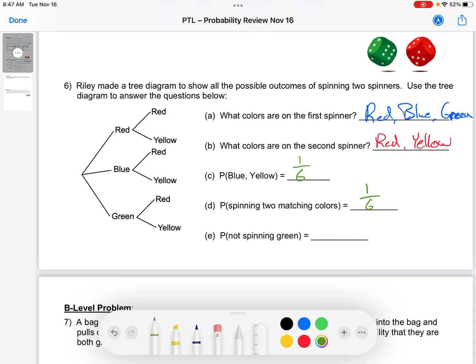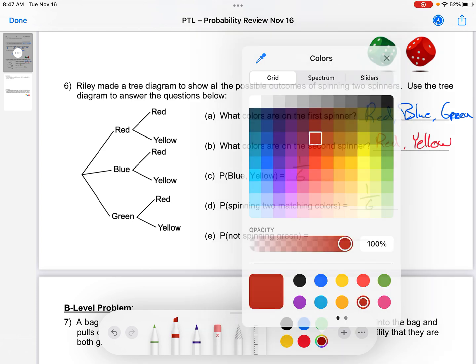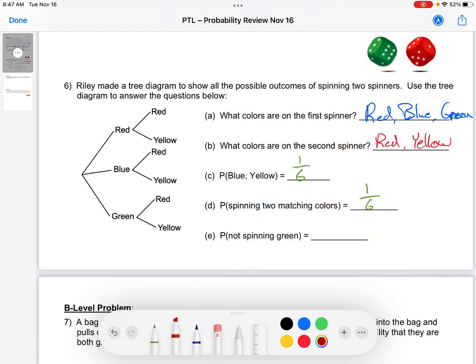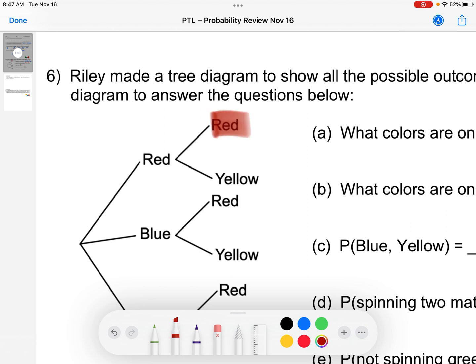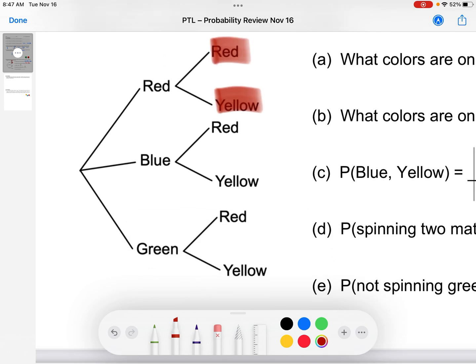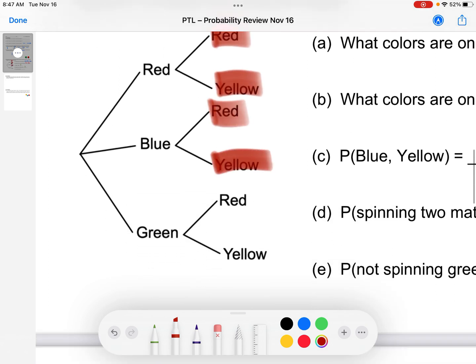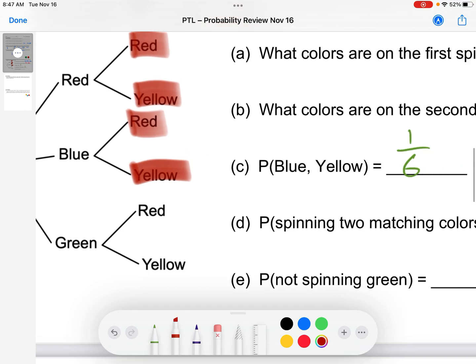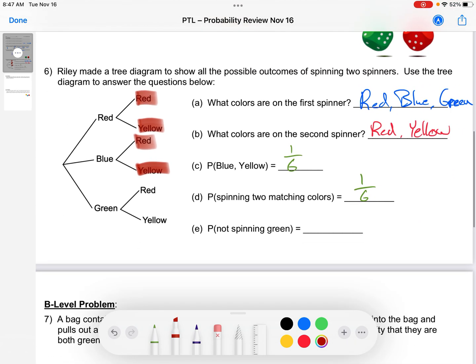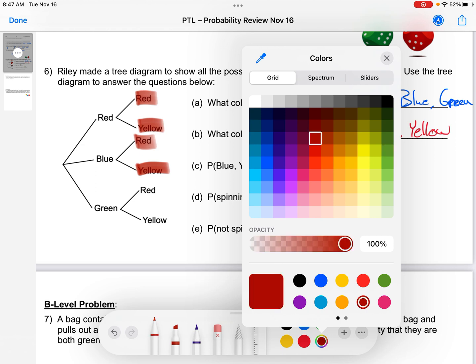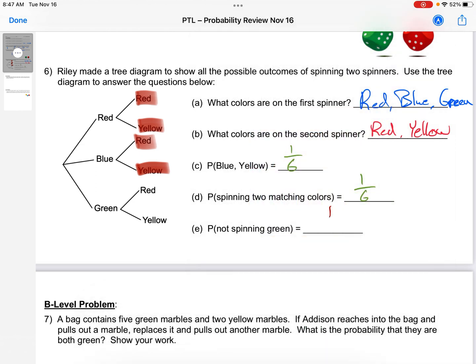What's the probability of not spinning green? All right, so let's highlight those that are not going to be spinning green. Let's look at the first one. Not green, not green. Not green, not green. And all of these bottom ones have a green. So what's our probability? Well, our probability would be 4 out of 6, or 2/3.